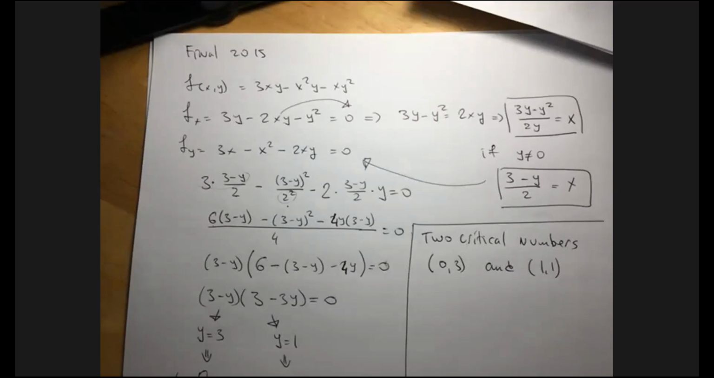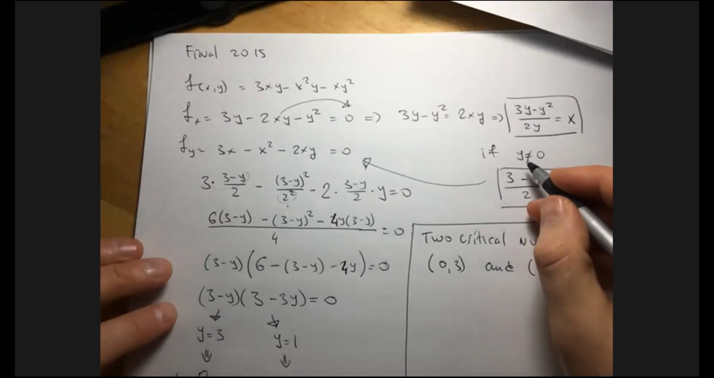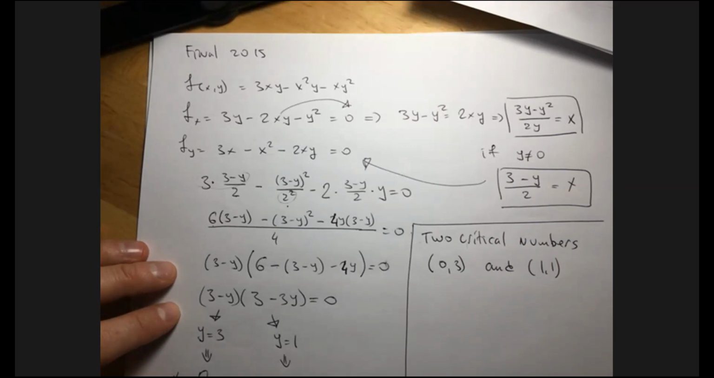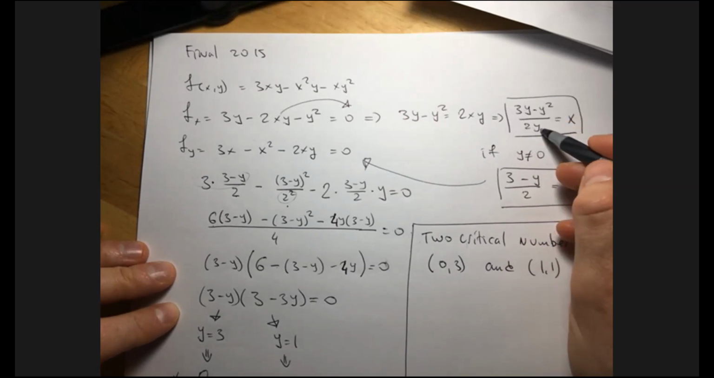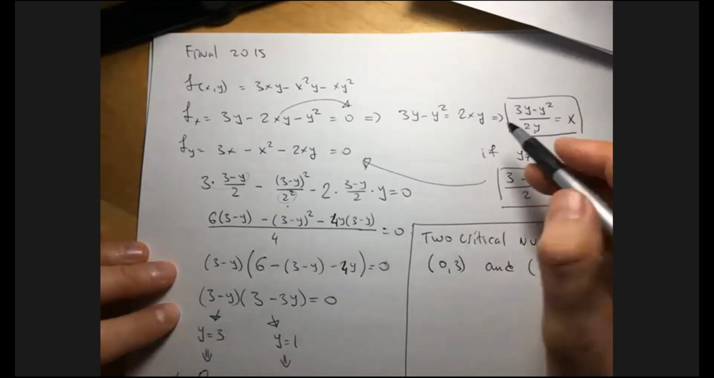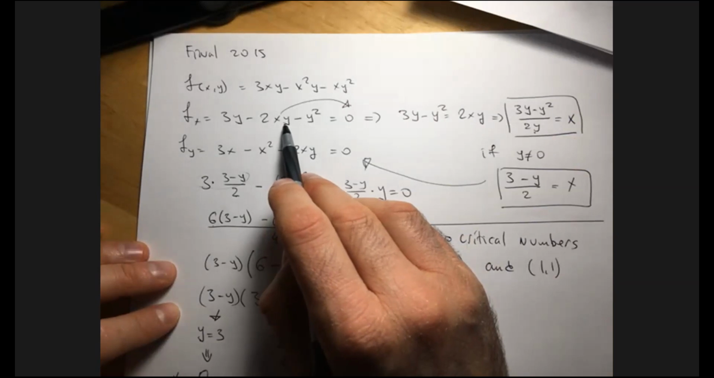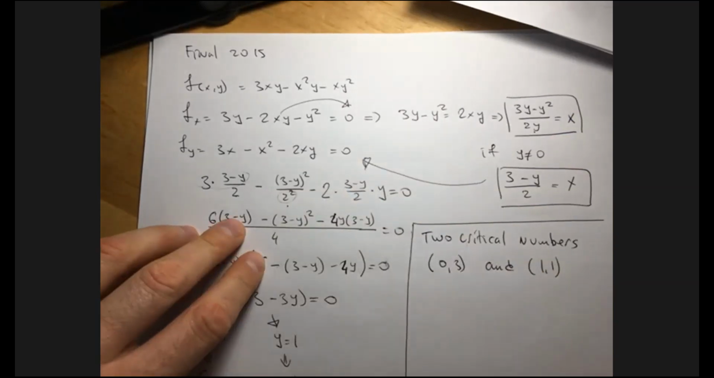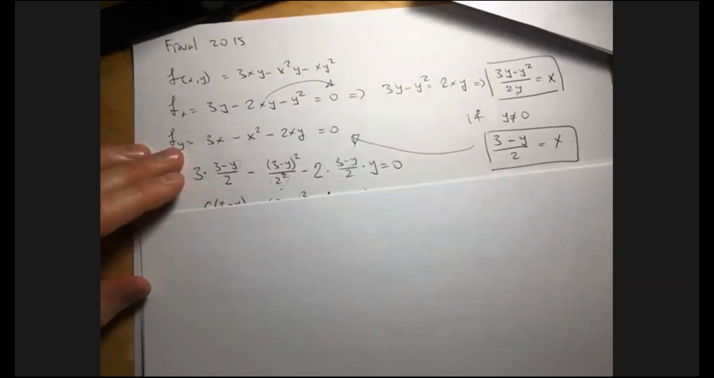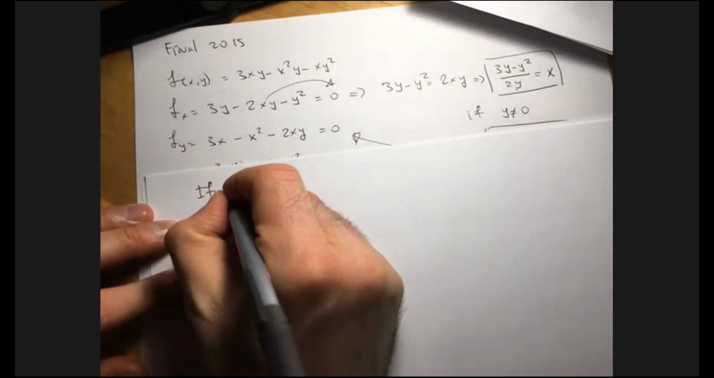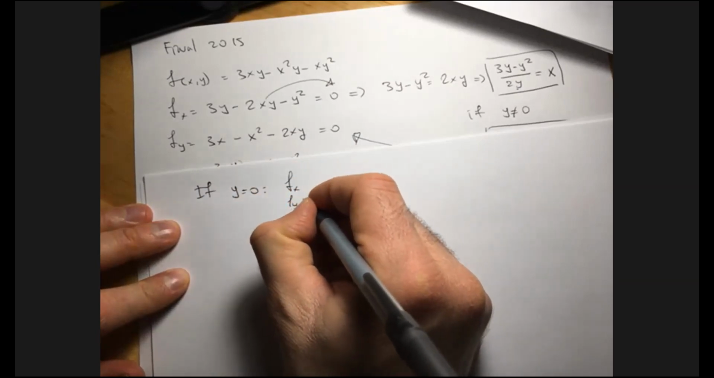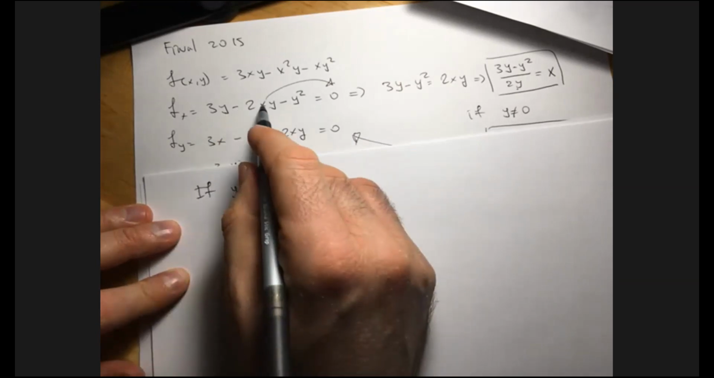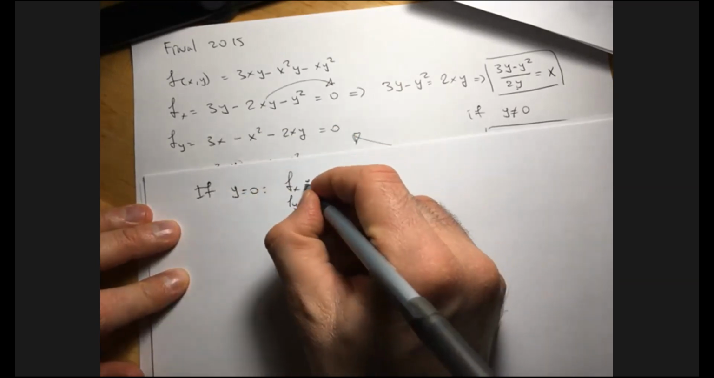Now, we have to be careful about one thing, and that's the following. Here I said that y is different than 0, so I can cancel this one by y. But what will happen if y is equal to 0? So we continue looking for these critical numbers. If y is equal to 0, then the partial derivatives become what? If y is equal to 0, I get 0 for partial f partial x, so 0 is equal to 0.